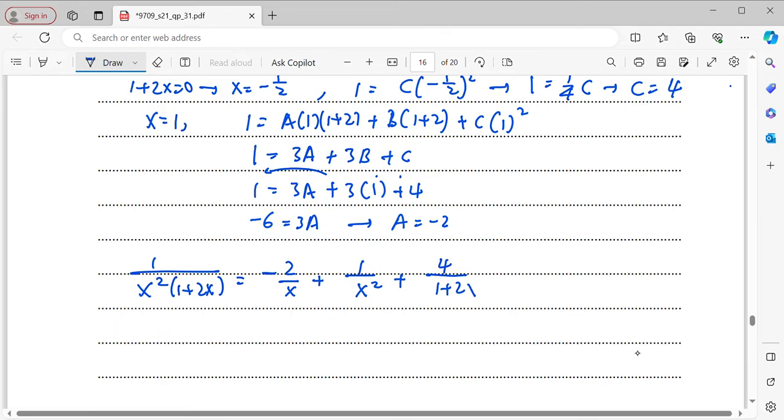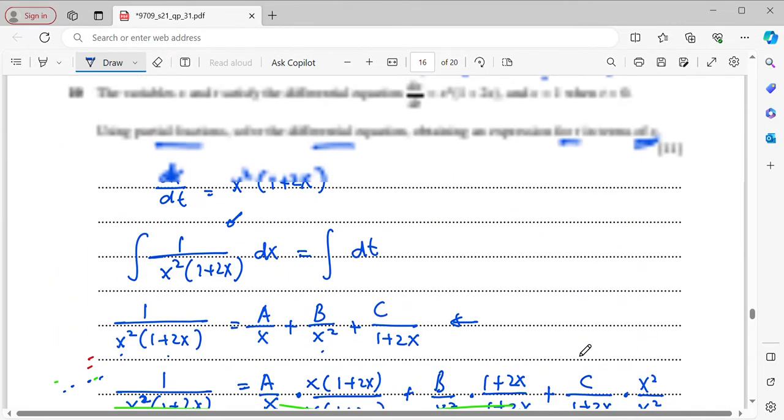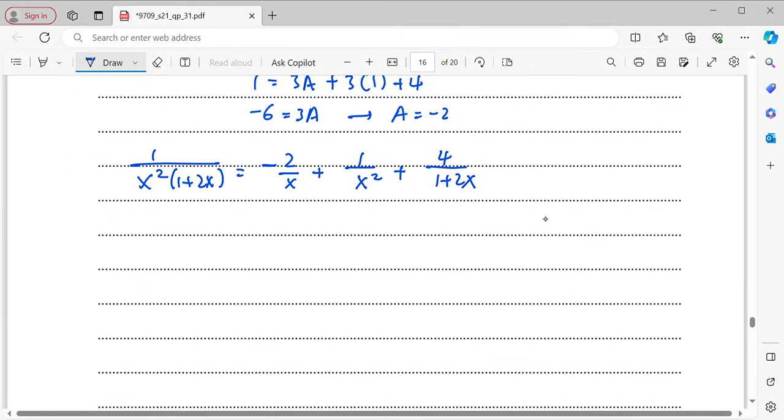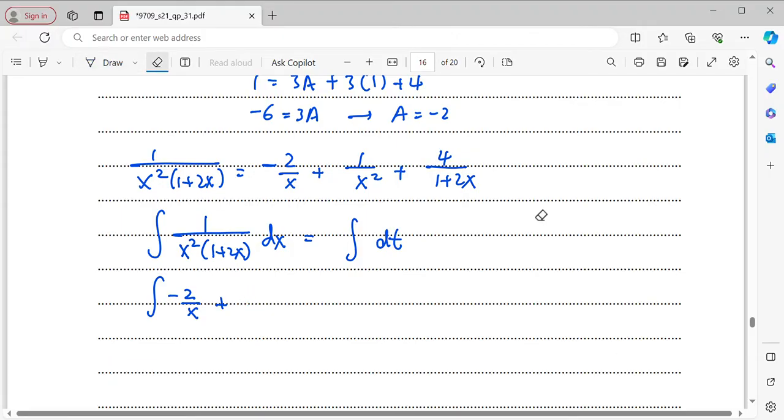Okay, so now we need to solve this integration. Just substitute back to the left side. So integrate 1 over x squared bracket 1 plus 2x dx is integrate dt. So now I will write integrate negative 2 over x plus 1 over x squared. This one was x squared, I will move up. Or probably I just copy the general form first. Okay, it will be better.